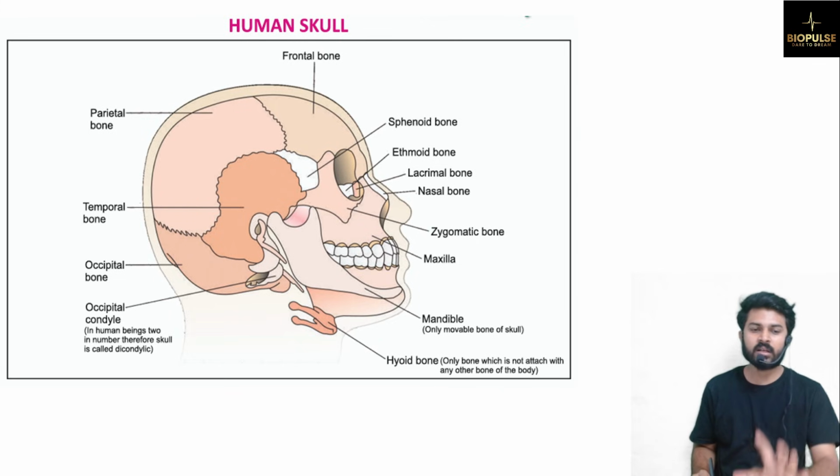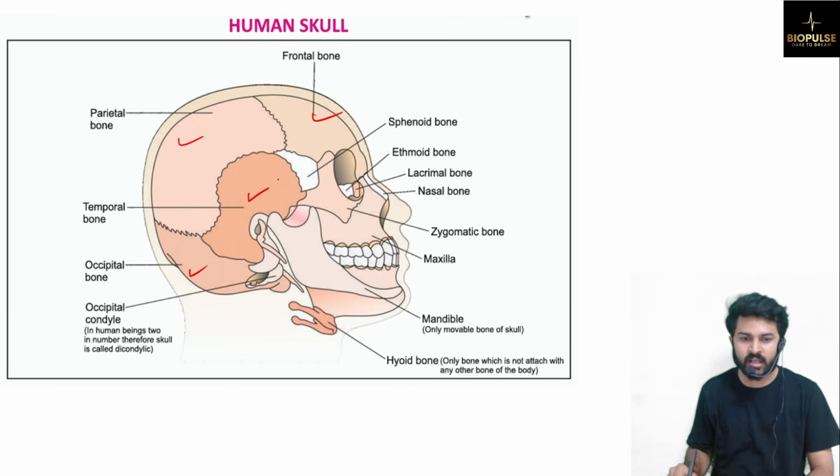Now if you see the picture of the NCERT which is given in the NCERT, this is the frontal bone, this is the parietal bone, this is the occipital bone, this is the temporal bone. Clear? Now here the sphenoid and ethmoid will not be visible properly, but here this is the sphenoid and here this is the ethmoid bone.